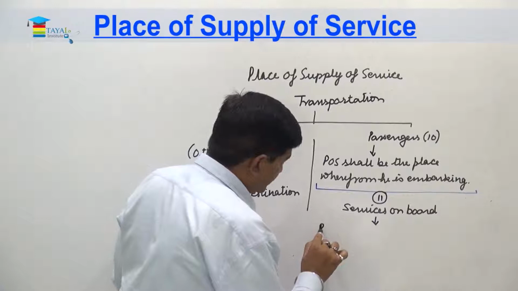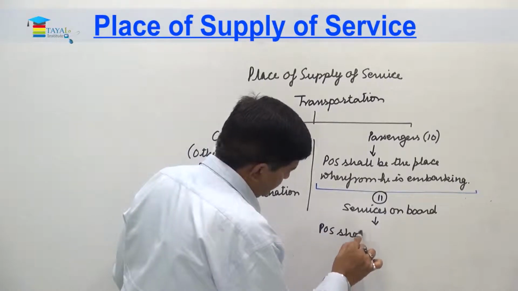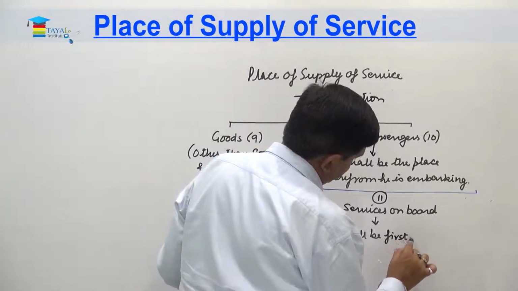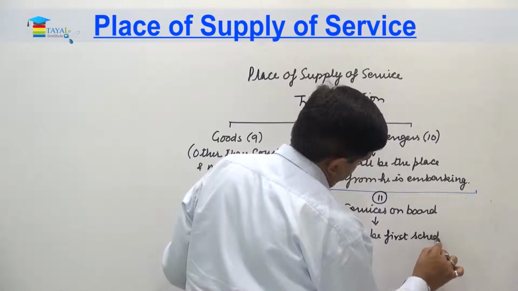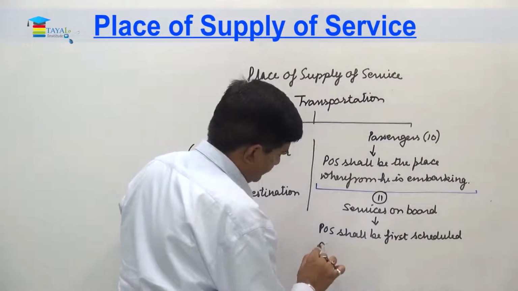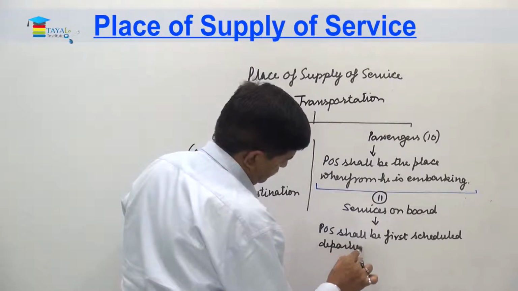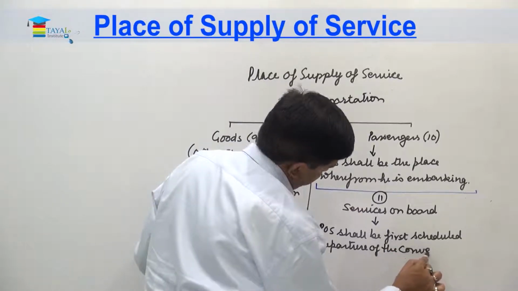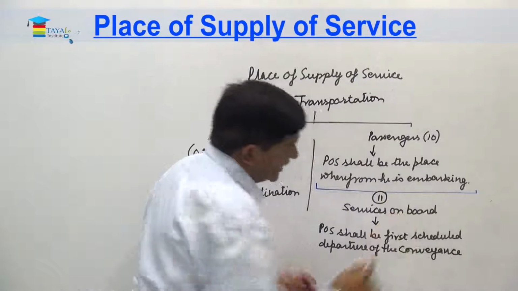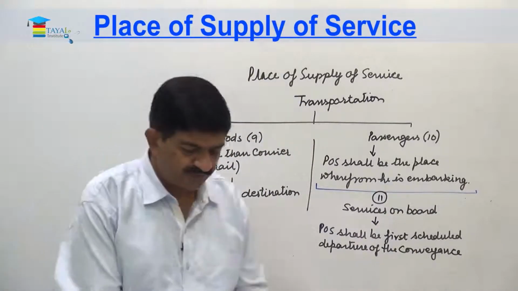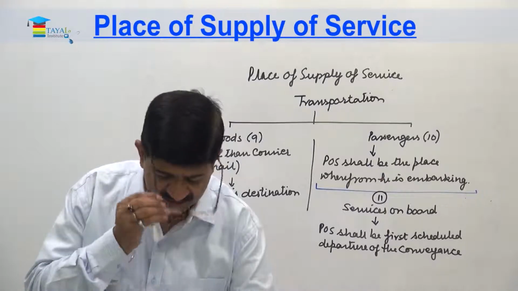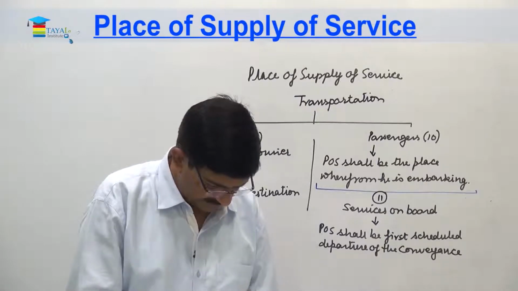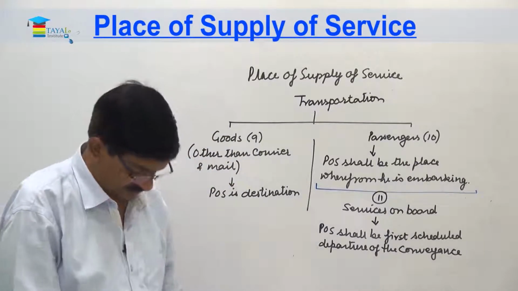So in this case, the place of supply shall be the first scheduled departure of the conveyance. Right? So it is moving on a fixed route. Whatever is the first scheduled departure, that is going to be the place of supply of the services on board. Right? I hope you have already taken a note.